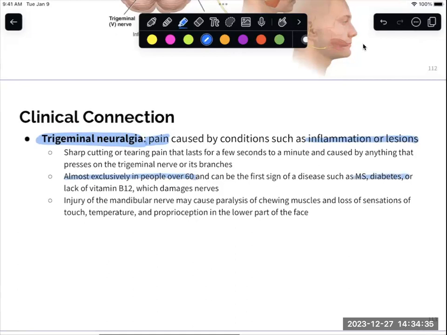Multiple sclerosis, diabetes, lack of B12. This is all stuff that can damage that trigeminal nerve. That mandibular branch can prevent people from chewing. They're not able to detect touch or temperature to their face or mouth.